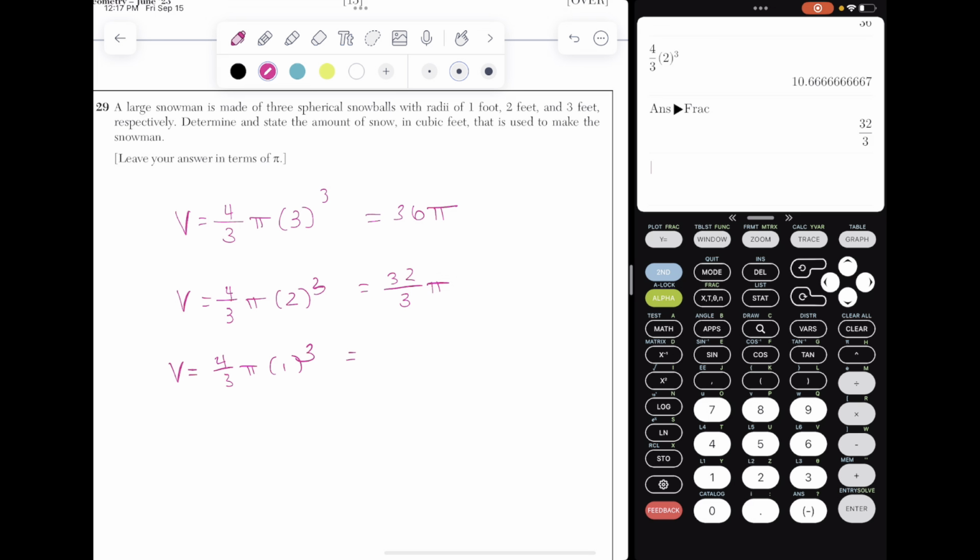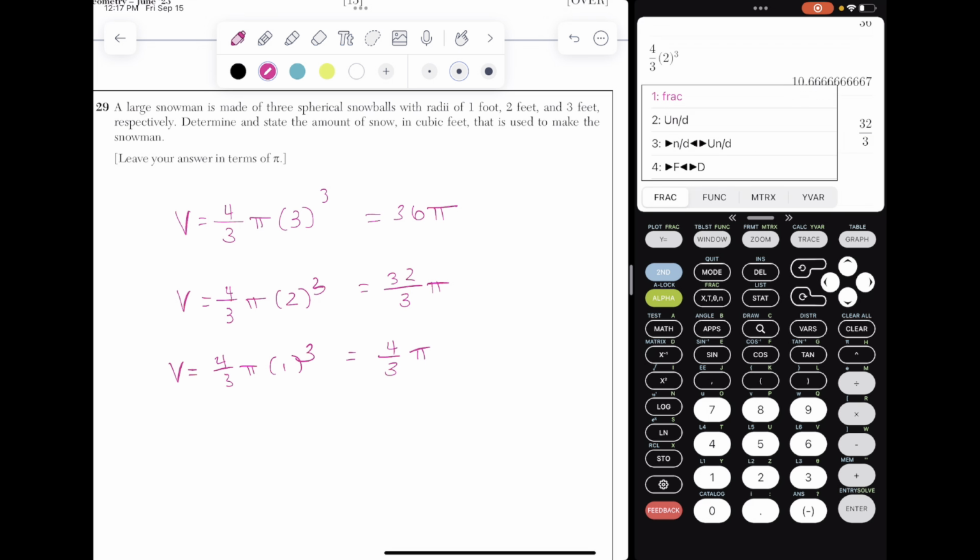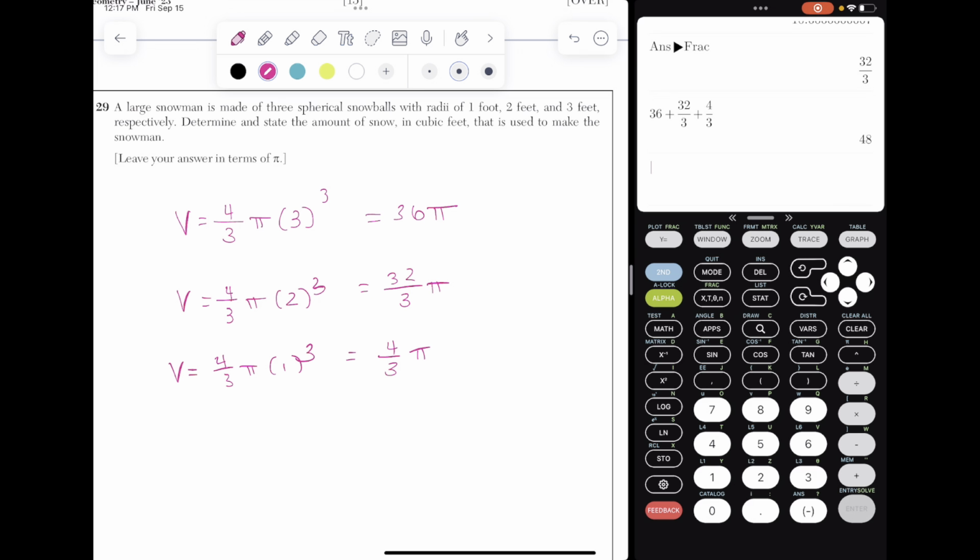And the last one, we don't really need to put that in our calculator since we're cubing 1. This is going to give me 4/3 pi. So I'm going to add 36 plus 32 over 3 plus 4 over 3, basically all those coefficients of pi. I get 48, so my total is 48 pi cubic feet.